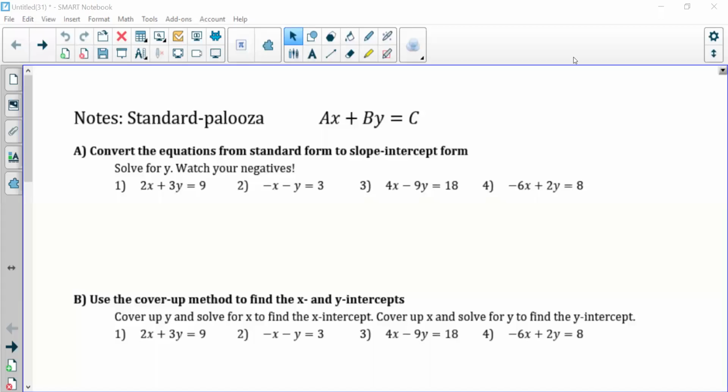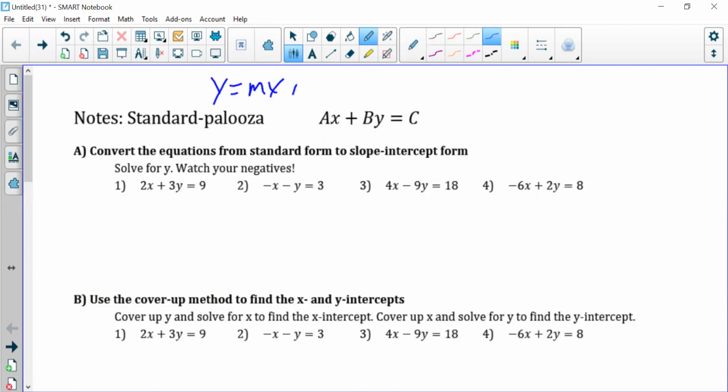All right, so today's lesson is called Standard Palooza, and it's all about using standard form. In our past lessons, we've been mainly working with slope-intercept form, which is y equals mx plus b. Today we're going to talk about the other form that you'll commonly see equations written in, which is standard form, which is this, ax plus by equals c.